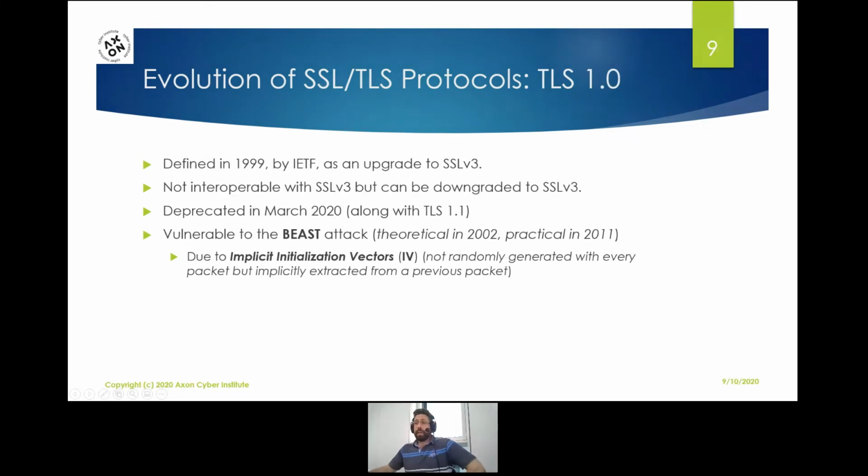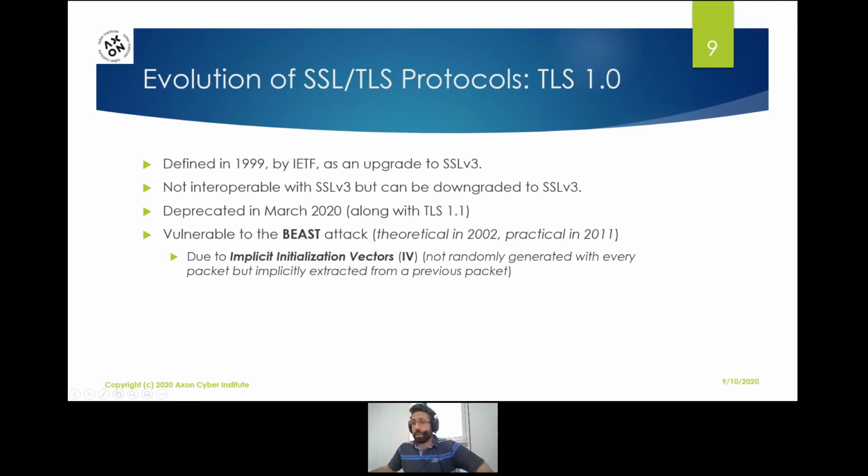Later on, the IETF came along in 1999 and invented TLS version 1. They upgraded SSL version 3 to TLS version 1. And the two are not interoperable, meaning they cannot work together. So if a server and a client, one is SSL version 3 and the other is TLS version 1, they cannot talk to each other. So both of them have to be TLS version 1 or SSL version 3.